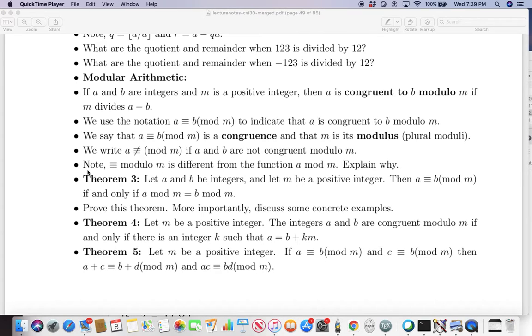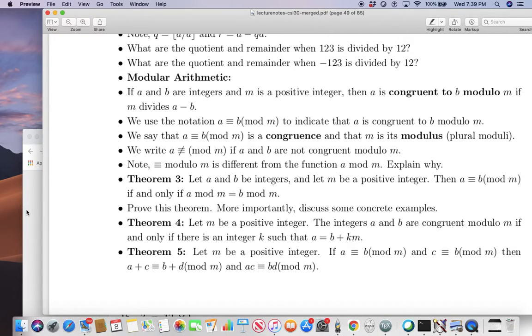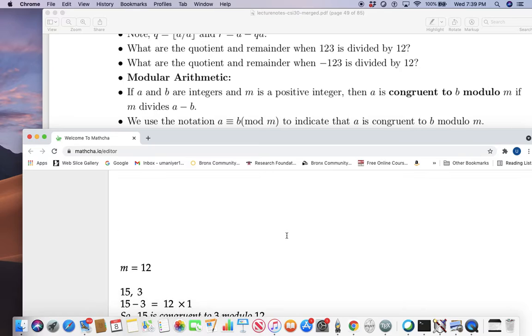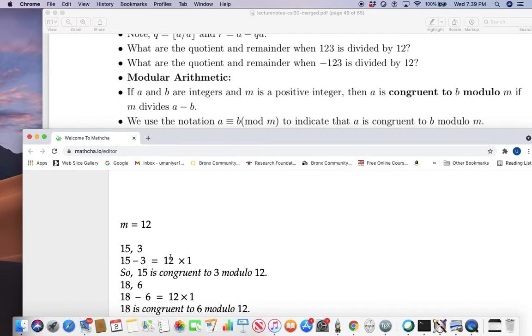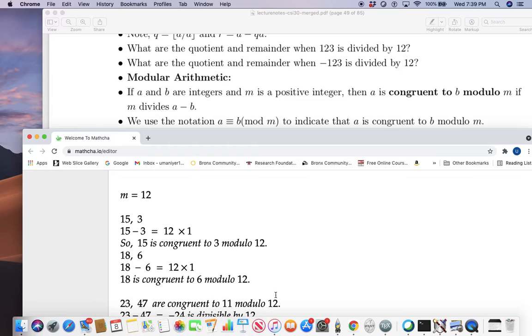Now let us understand modular numbers using a concrete example. When m is 12, look at 15 and 3. 15 minus 3 is 12 times 1, right? In other words, the difference is divisible by 12. So 15 is congruent to 3 modulo 12. 18 and 6: 18 minus 6 is also divisible by 12, so you say 18 is congruent to 6 modulo 12.